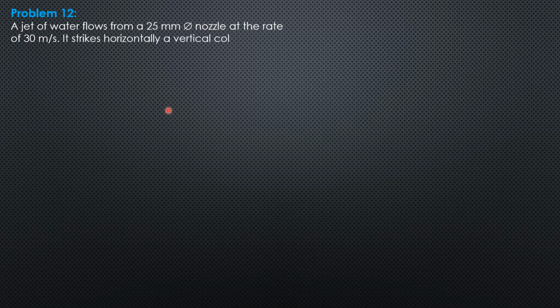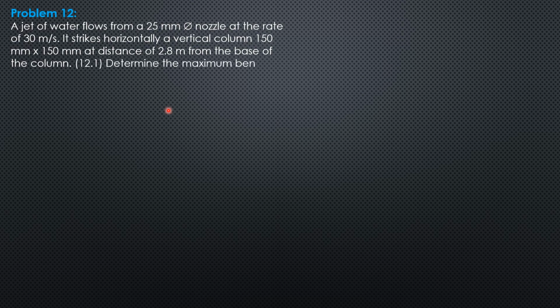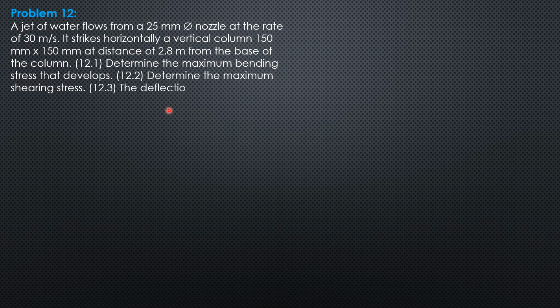Example 12. A jet of water flows from a 25 millimeter diameter nozzle at a rate of 30 meters per second. It strikes horizontally a vertical column 150 mm by 150 mm at a distance of 2.8 meters from the base of the column. Determine the maximum bending stress that develops. Determine the maximum shearing stress and the deflection of the column at the point where the jet strikes, in mm, if the modulus of elasticity of the column is 800 gigapascals.